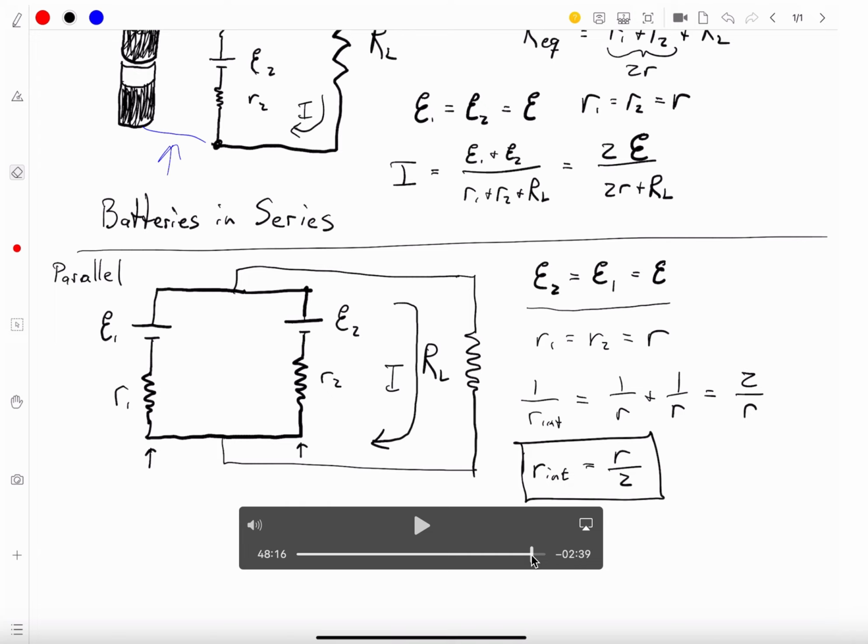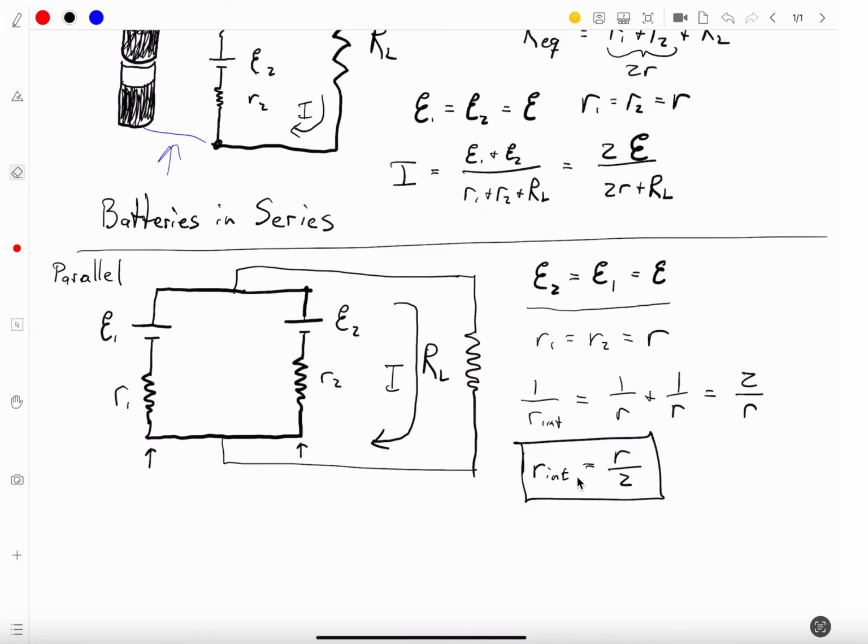At any rate, here's one of the things. This is basically what I wanted to show you. If you notice, to get the internal resistances correct, we have to do 1 over R internal equals 1 over R plus 1 over R. That is equal to 2 over R. So that means when we invert that, we now have R internal equals R over 2.